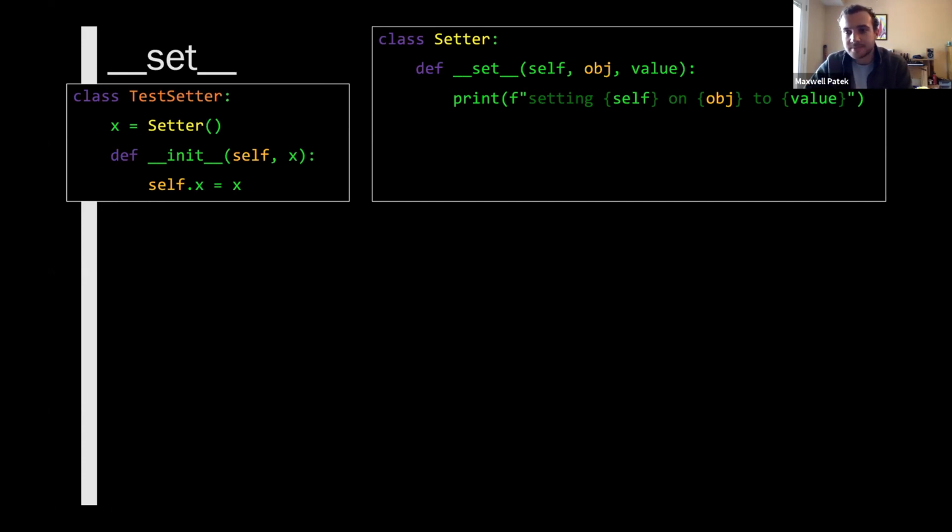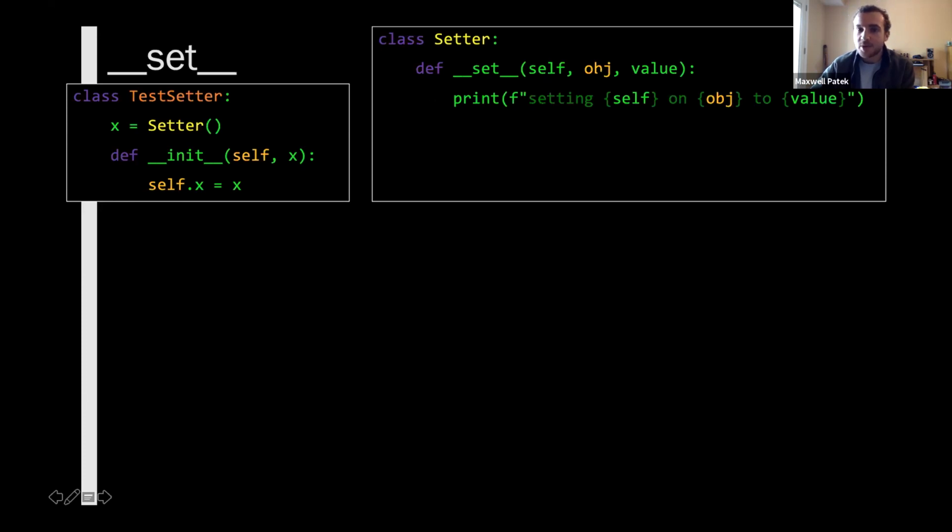Anybody know? Just go ahead and unmute yourself and shout it out if you know. It's tricky because set defines how instances of set are set in other classes. So it's hard to keep track of what is what here. But self is still self. Self is the instance of setter. It's X. Self is X.